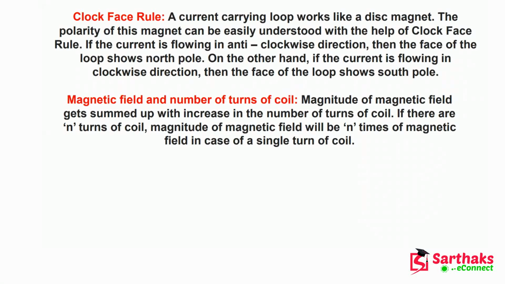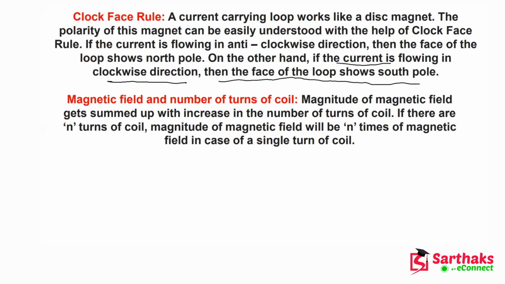Here we will discuss the clock face rule. Basically, a current carrying loop works like a disk magnet. The polarity of this magnet can be easily understood with the help of the clock face rule. If the current is flowing in the anti-clockwise direction, then the face of the loop shows north pole. On the other hand, if the current is flowing in the clockwise direction, then the face of the loop shows south pole. Let me cut it short for you. The language is a little bit difficult.